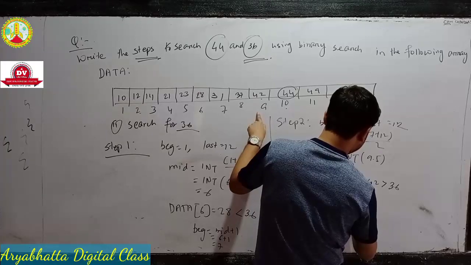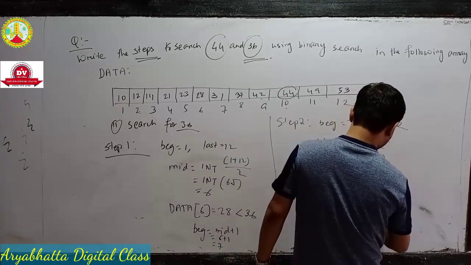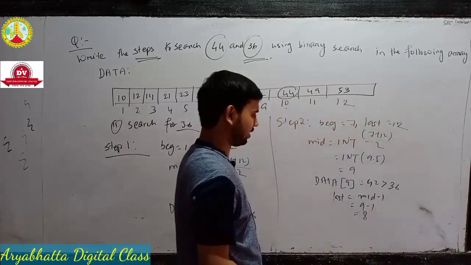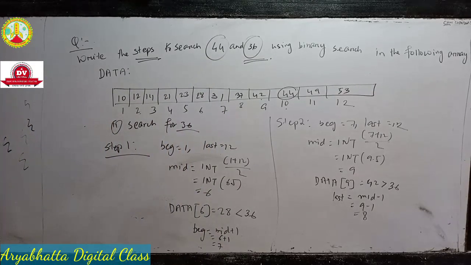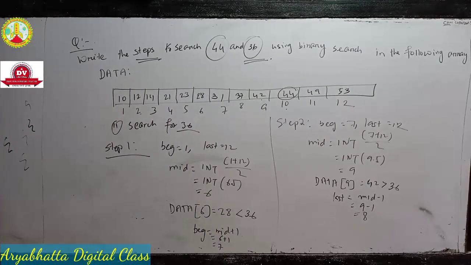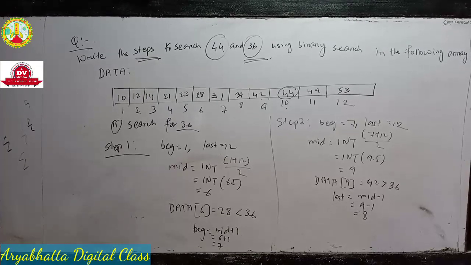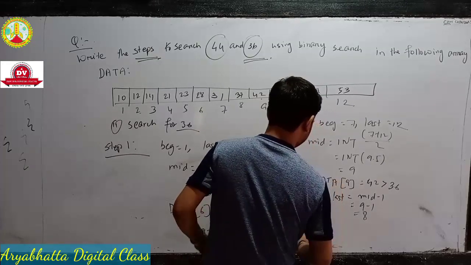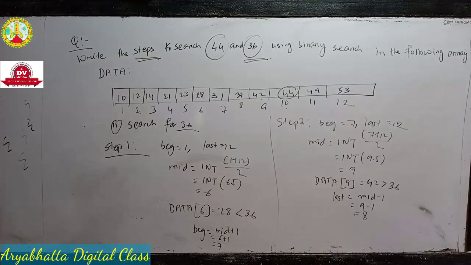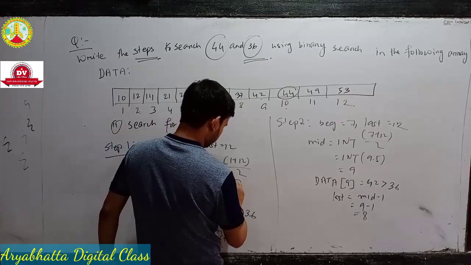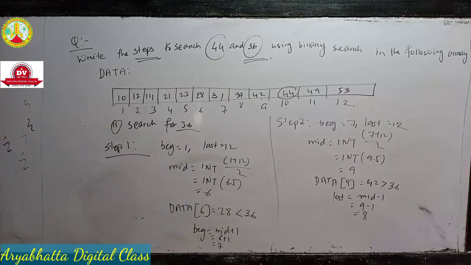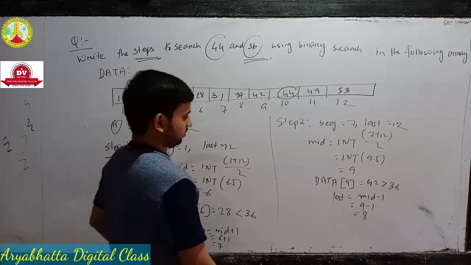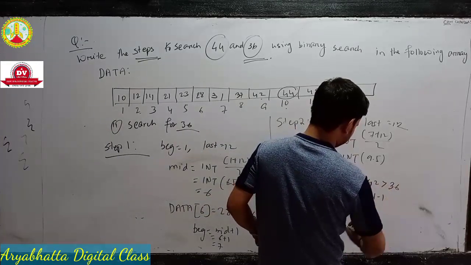Now your last will change, because the mid value is greater than the item. Last will be what? 9 minus 1, 8. You see it. You understood? This is data. Okay, this is data. This is 6.5, right? In here, the array mid value is greater than the item. That's why last will change.